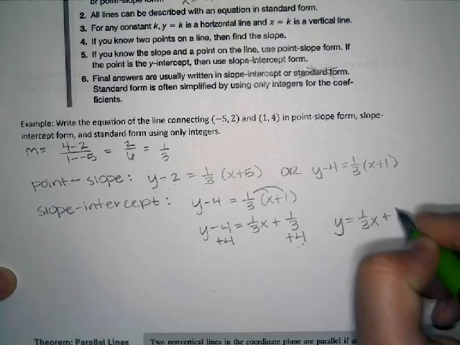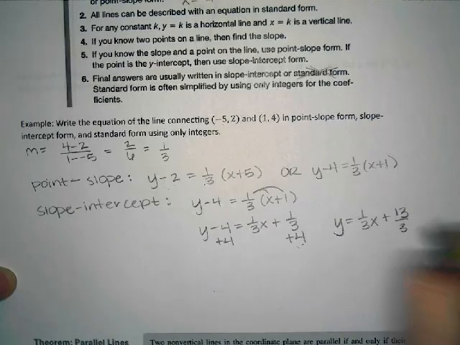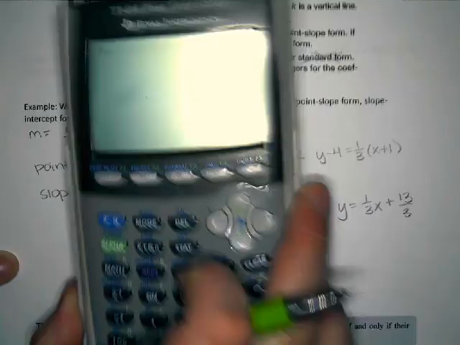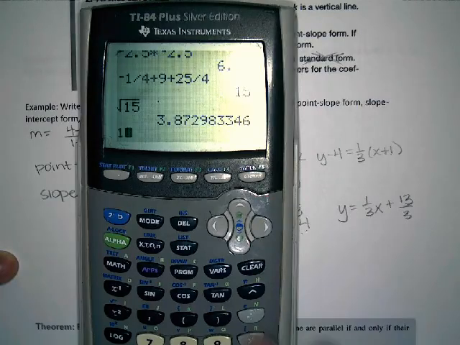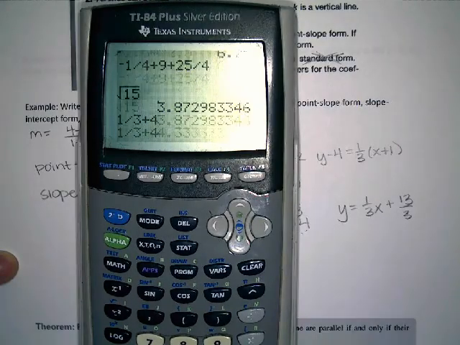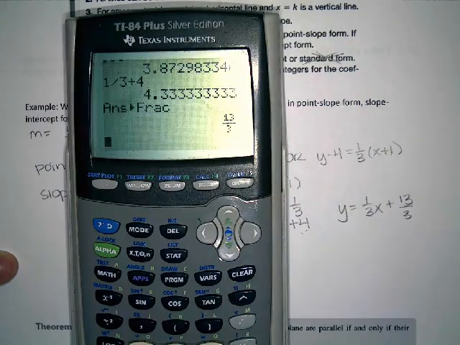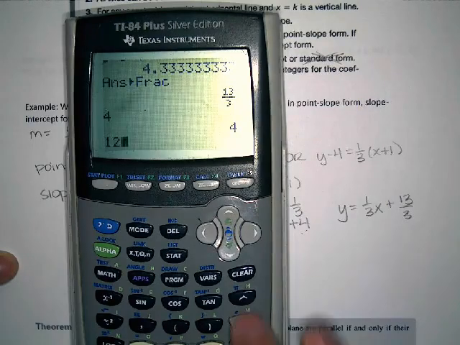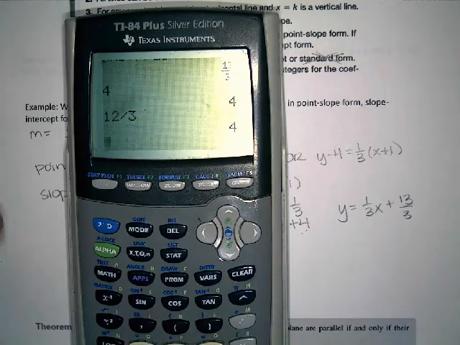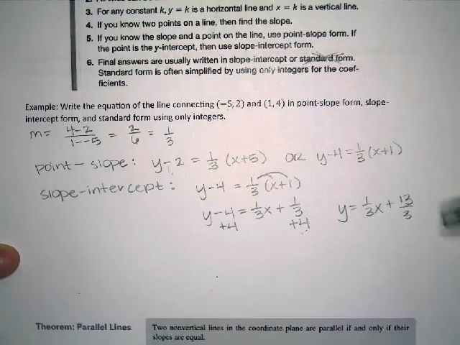If that made your brain feel upset, you can always do it on a calculator. 1/3 plus 4, turn that into a fraction, 13 thirds. All I was saying was that 4 is the same thing as 12 thirds. That's how I did it in my head. So there's the answer in slope-intercept form.